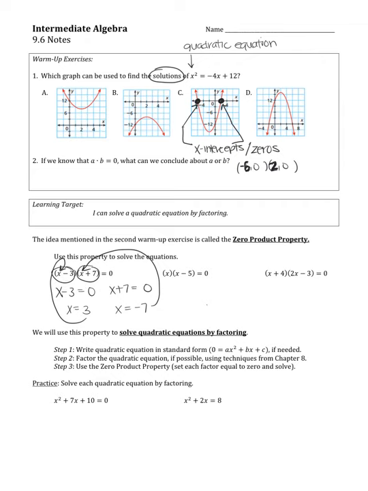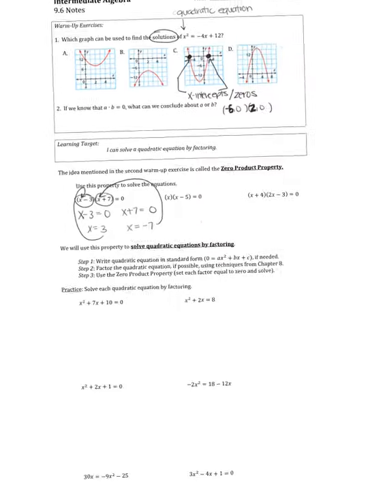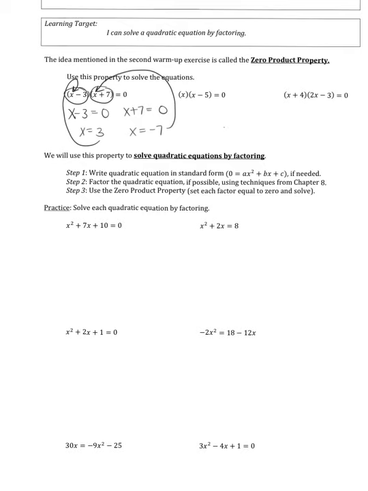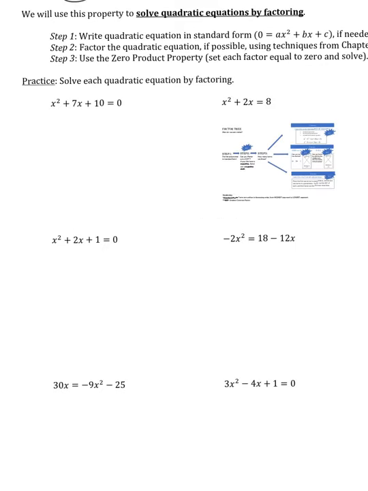We have 3 steps that we can follow when we're trying to solve a quadratic equation by factoring. Step number 1 is to write the quadratic equation in standard form, from highest exponent down to lowest exponent on the x. Step number 2 is to factor the quadratic equation using techniques from chapter 8. Step 3 is to use the zero product property from above and set each factor equal to 0 and solve.